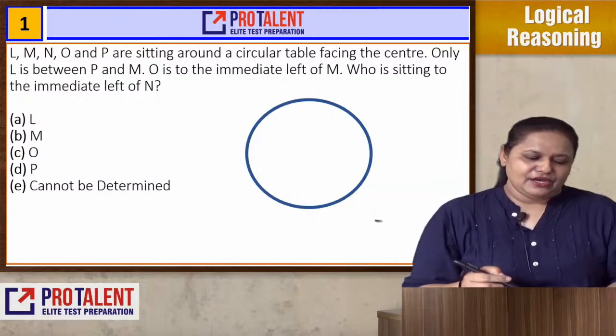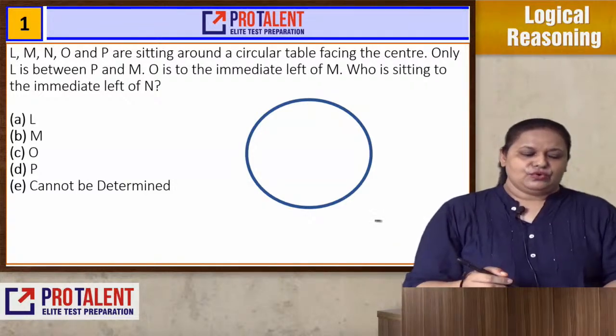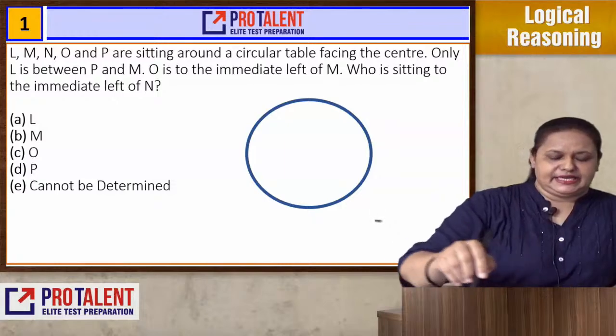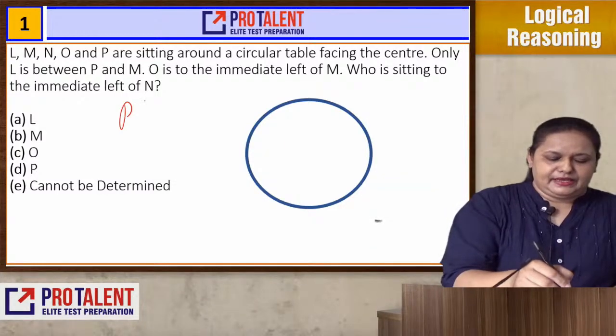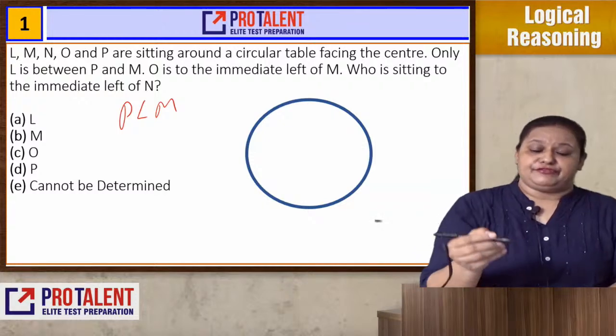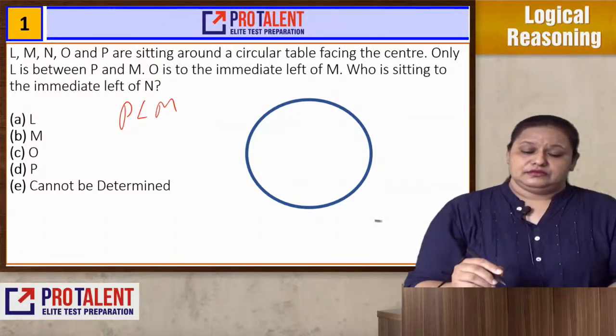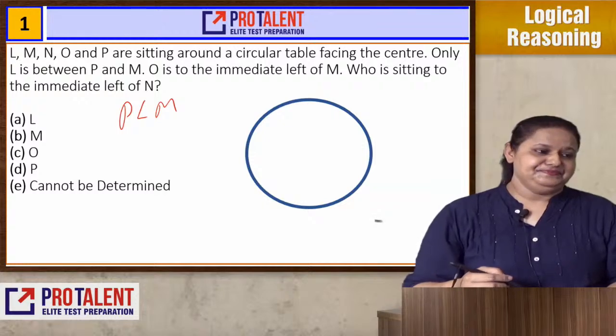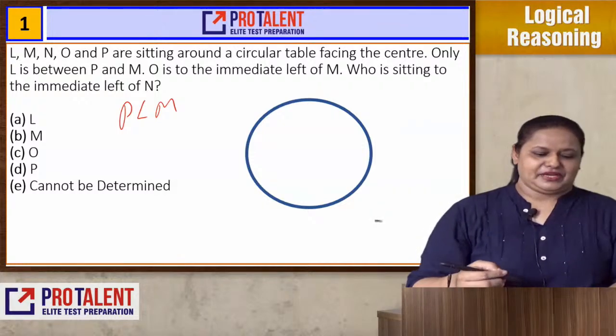So L, M, N, O and P are sitting around a circular table facing the center. Only L is between P and M. Only L is there between P and M. O is to the immediate left of M. Okay, so who is sitting to the immediate left of N?